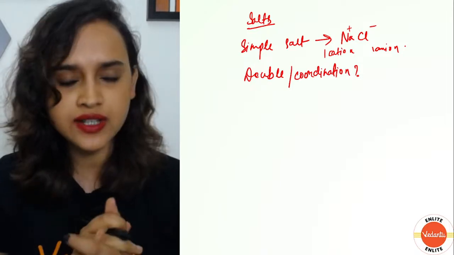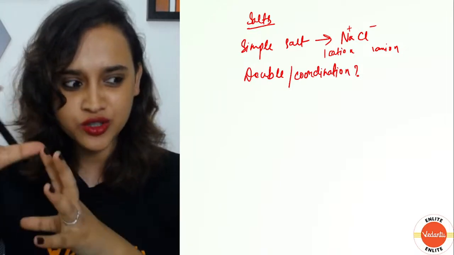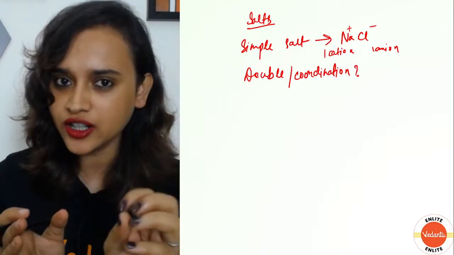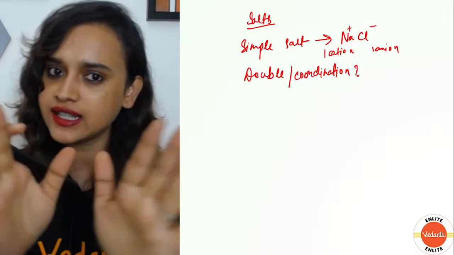Yes, I will come there. I'm building the whole story. I'm telling you the story. Right, everyone? So it will give you one kind of cation and one kind of anion. That's it. That's my simple salt.